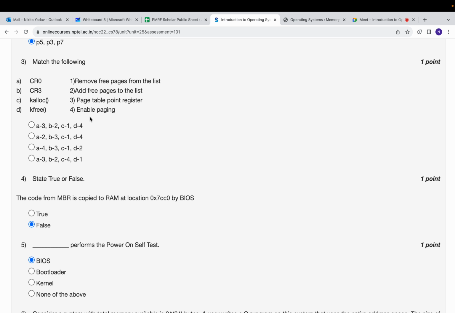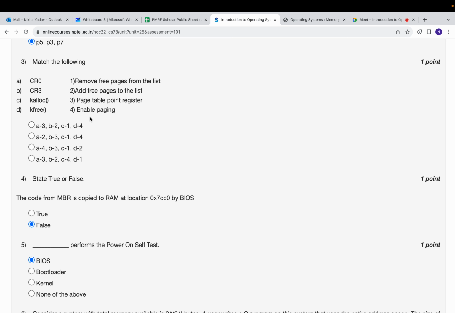D2, add the pages. D4 cannot be. I think the second is the right answer, ma'am. A4, B3, C1, D2. The third option is the right answer. Probably I'll tell you next time.